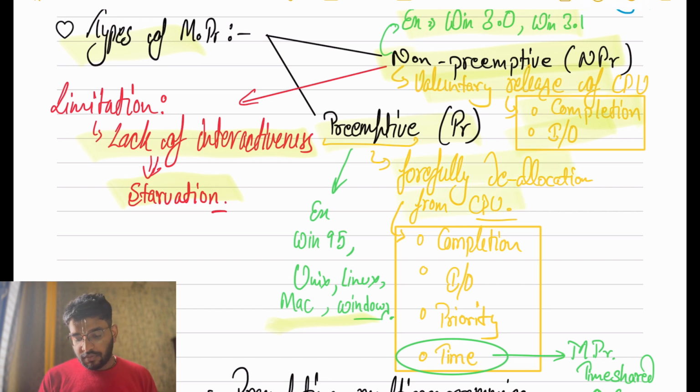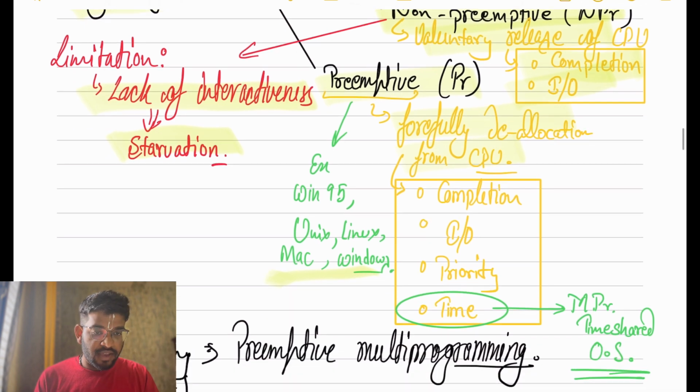In preemptive scheduling, there is forceful deallocation from the CPU. Forceful deallocation means if a process P1 is running on the CPU and some higher priority process or any other process wants to execute a certain instruction, then that process P0 or any other process can forcefully deallocate P1 from the CPU and execute itself. This forceful deallocation is done by the kernel.